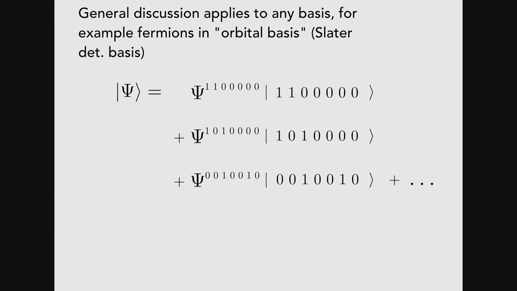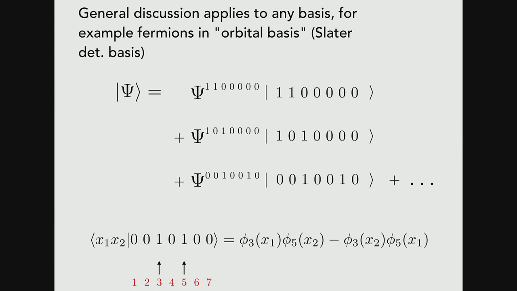I'm going to be talking about tensor networks. So just for those of you who aren't as used to spin models, this could apply equally well to, say, fermions in some kind of orbital basis or Slater determinant basis. So when I say labels S1 through SN, that doesn't have to mean spins. That could mean some other states. So it could mean orbital states. So here, what I mean by this 0, 0, 1, 0, 1 thing is that orbital number 3 and 5 are occupied.